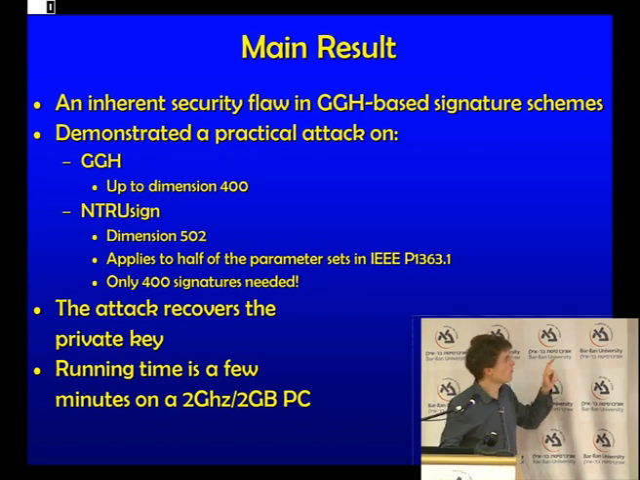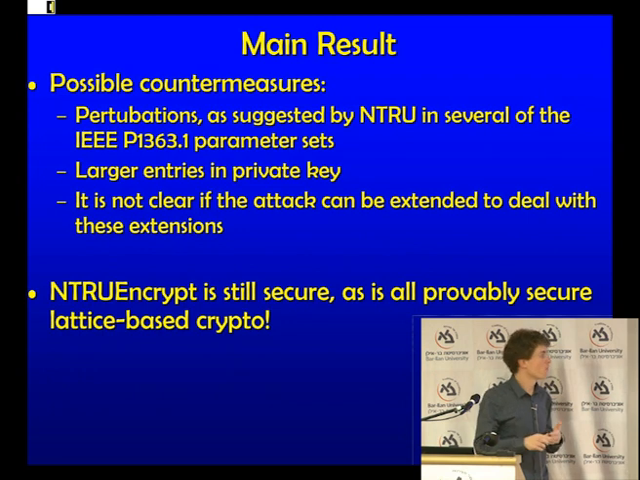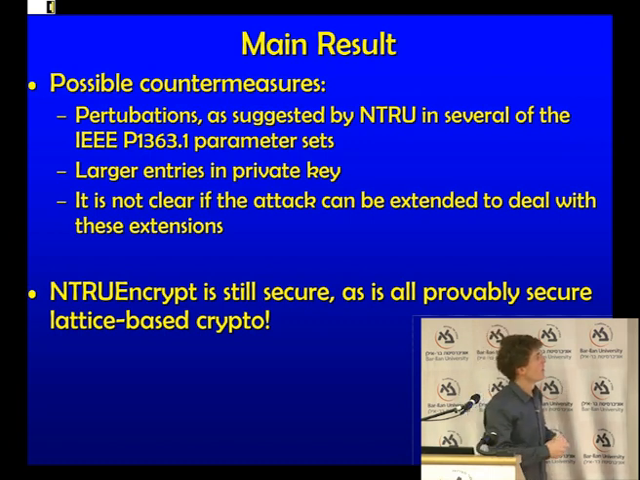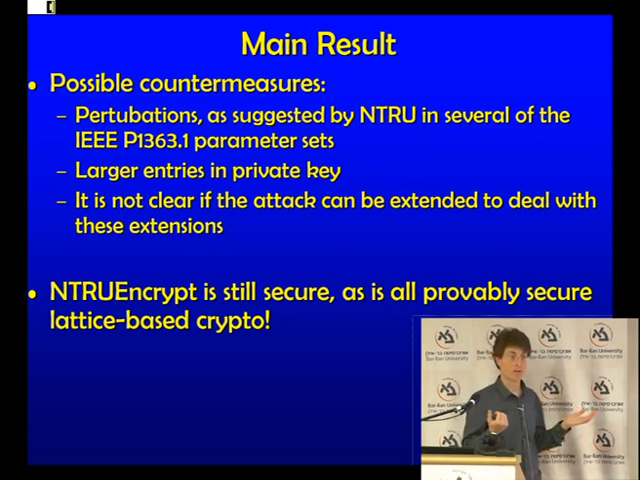And I'll mention more about this at the end, but let me already say there are some possible countermeasures already at the time that suggested how to improve the signature scheme against those attacks, something on perturbations, increase the entries in the private key. We'll get back to that at the end. And I guess the most important outcome of this is provably secure signature schemes. And this is what Chris will describe later today.